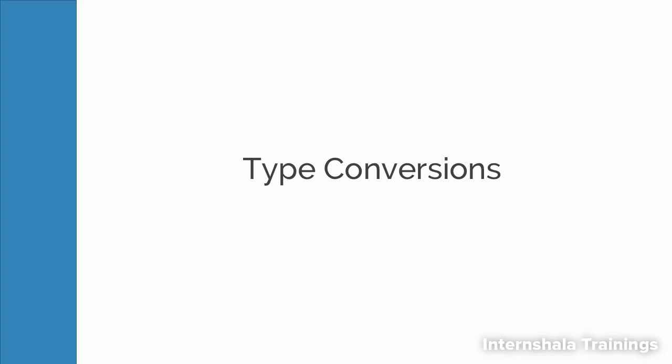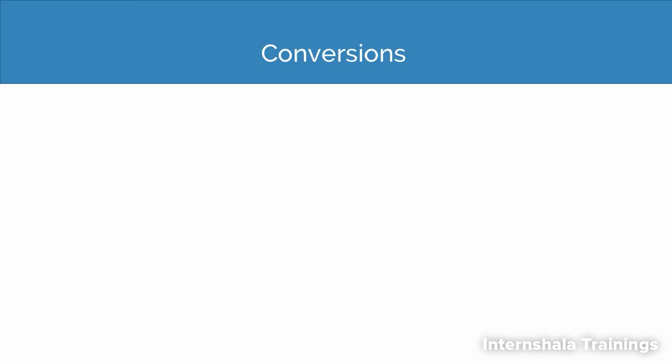After we have checked the data types and variables in Java, let us now check out the type conversions. Now what are type conversions? These are basically of the type of explicit and implicit conversions. So one by one, let us check it out.